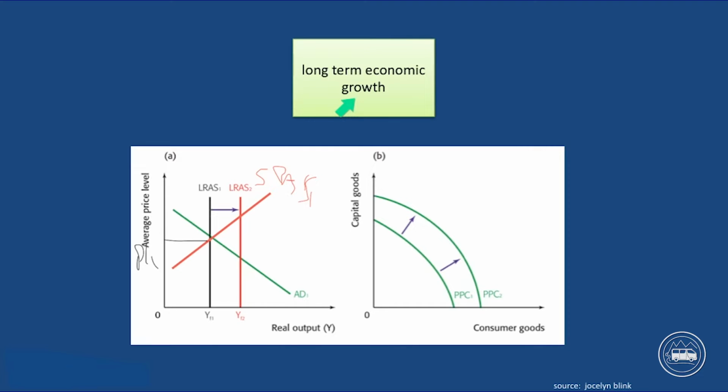Remember, long-term growth is shown by an improvement in the quality and/or the quantity of the factors of production: land, labor, and capital. As a result of improving education, healthcare, infrastructure, technology, better use of land, taking over more land, immigration, all of those things would increase the total capacity of your economy. And if you were to do that, what you could then show is long-term economic growth by moving the long-run aggregate supply curve outward.